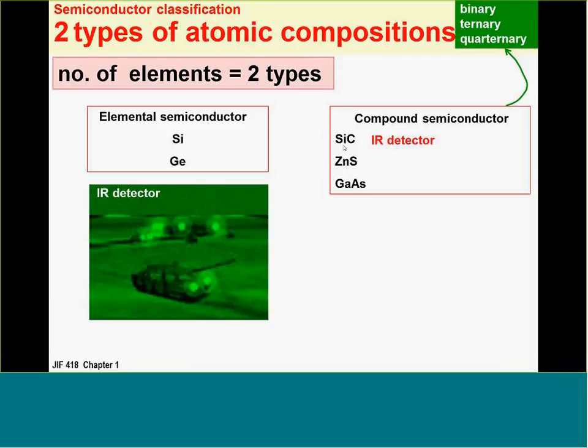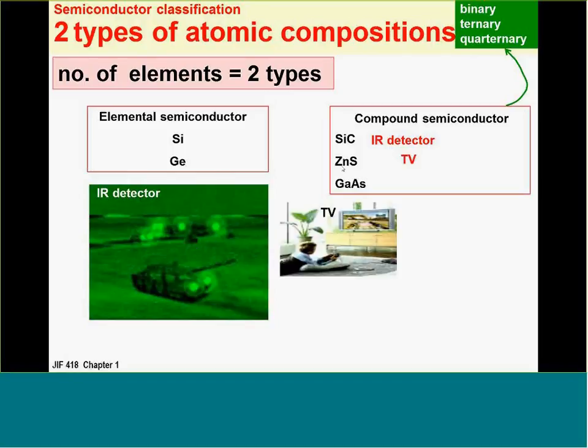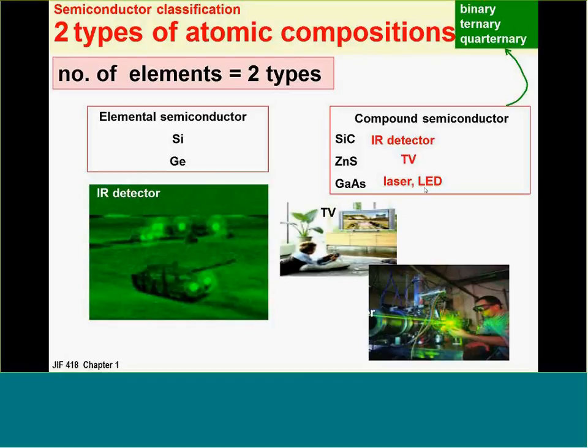Basically, silicon carbide, we use it in IR detectors. This is an example of it that happened a long time ago in the Gulf War. And zinc selenide, normally before, we used it for our TV screens, but not anymore now, because most of it we use LEDs now. And gallium arsenide is for lasers and also for LEDs. We can tweak gallium arsenide, we can put several other materials into it so that we can get certain colors of LED.